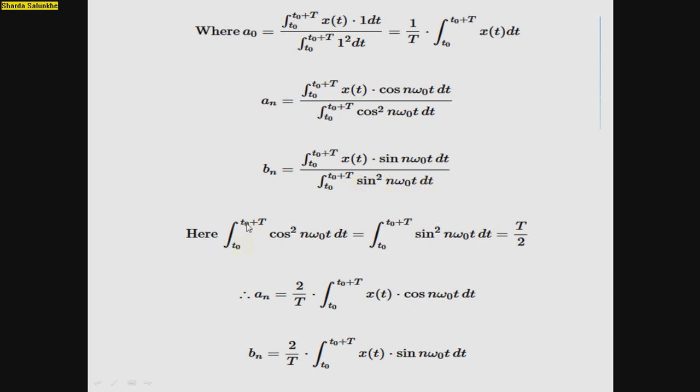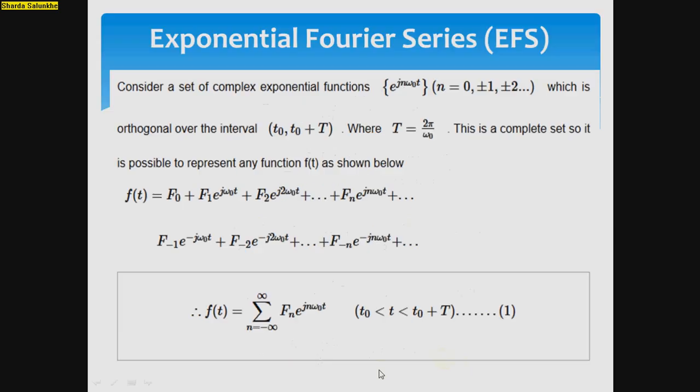Here, the integration from t0 to t0 plus T of cos square n omega 0 t dt is equal to the integration from t0 to t0 plus T of sin square n omega 0 t dt, which is equal to T by 2. So therefore an is equal to 2 by T times the integration from t0 to t0 plus T of x of t cos of n omega 0 t dt, and bn is equal to 2 by T times the integration from t0 to t0 plus T of x of t sin of n omega 0 t dt.